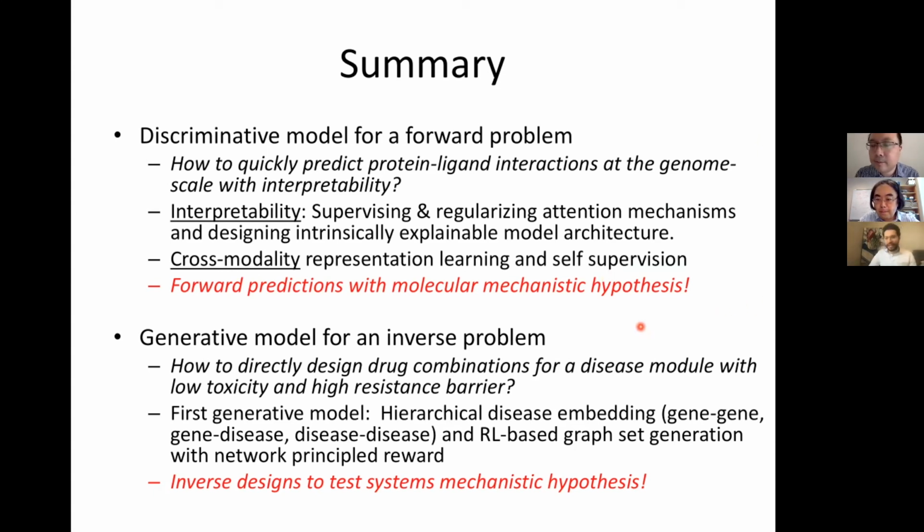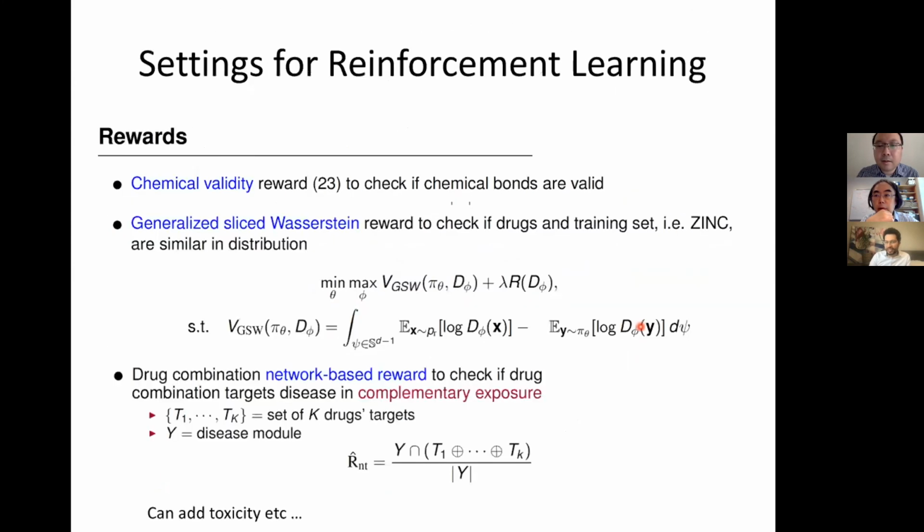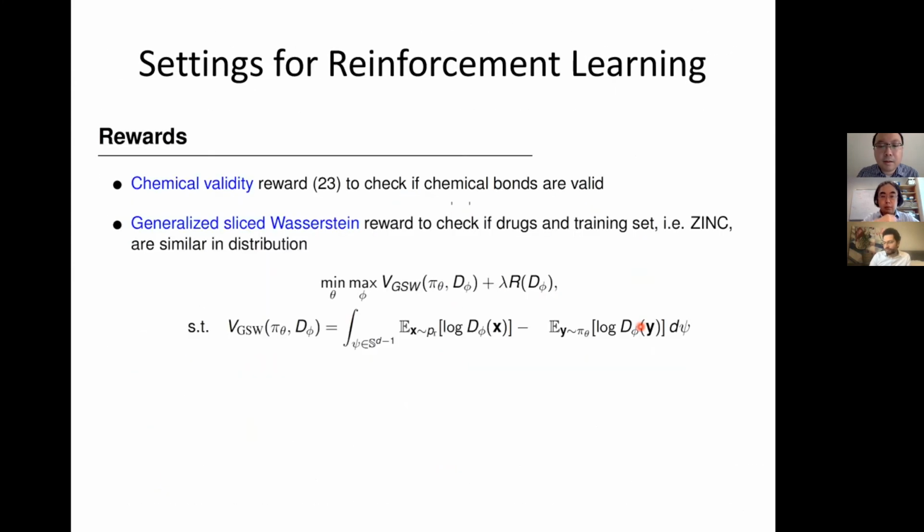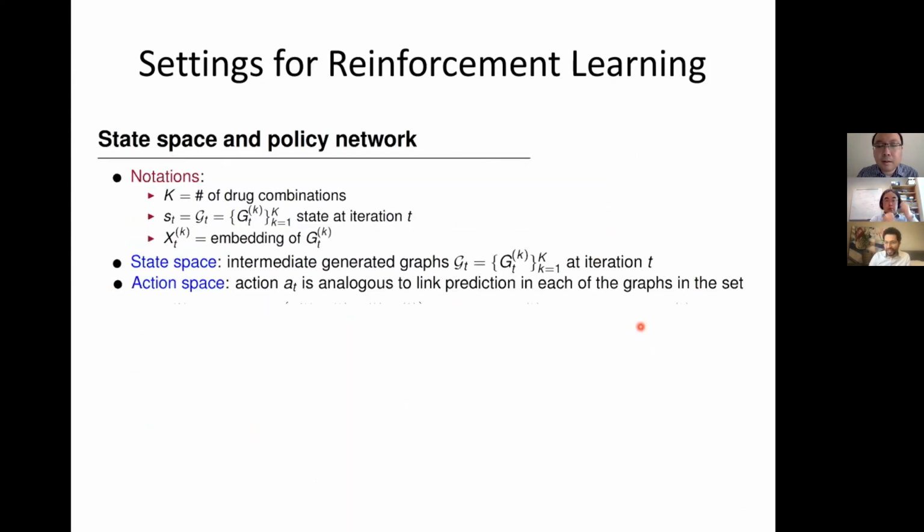I have a question, and maybe I missed this. What is the search space of the generative model in terms of the drug combination that you're looking at? And would that be a search space that we could do a brute force search on?